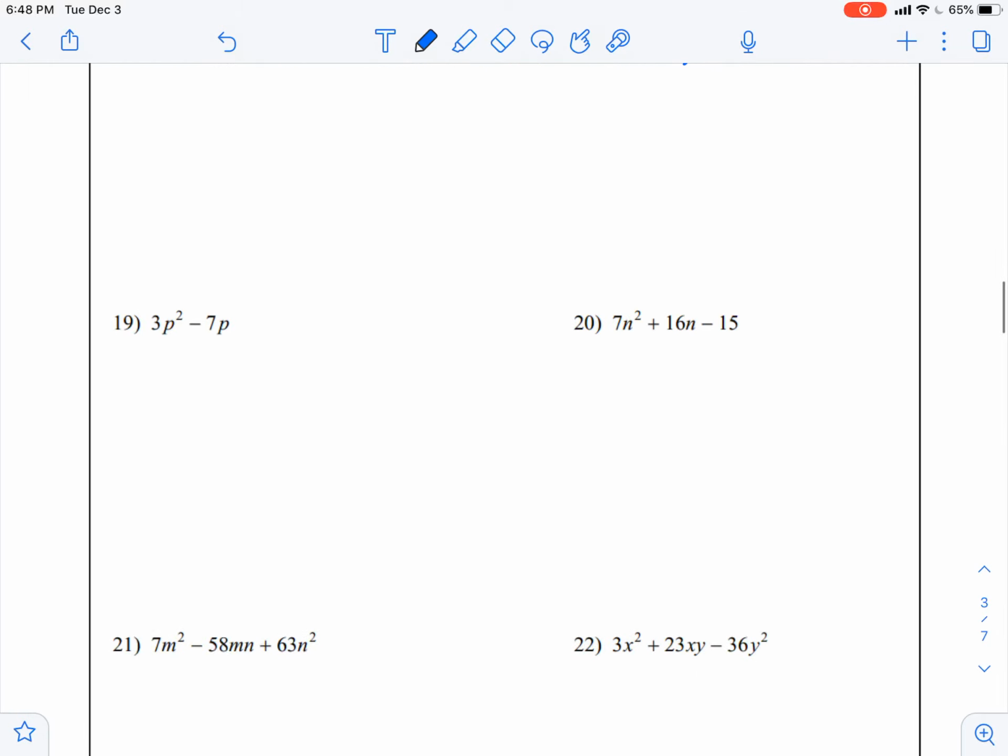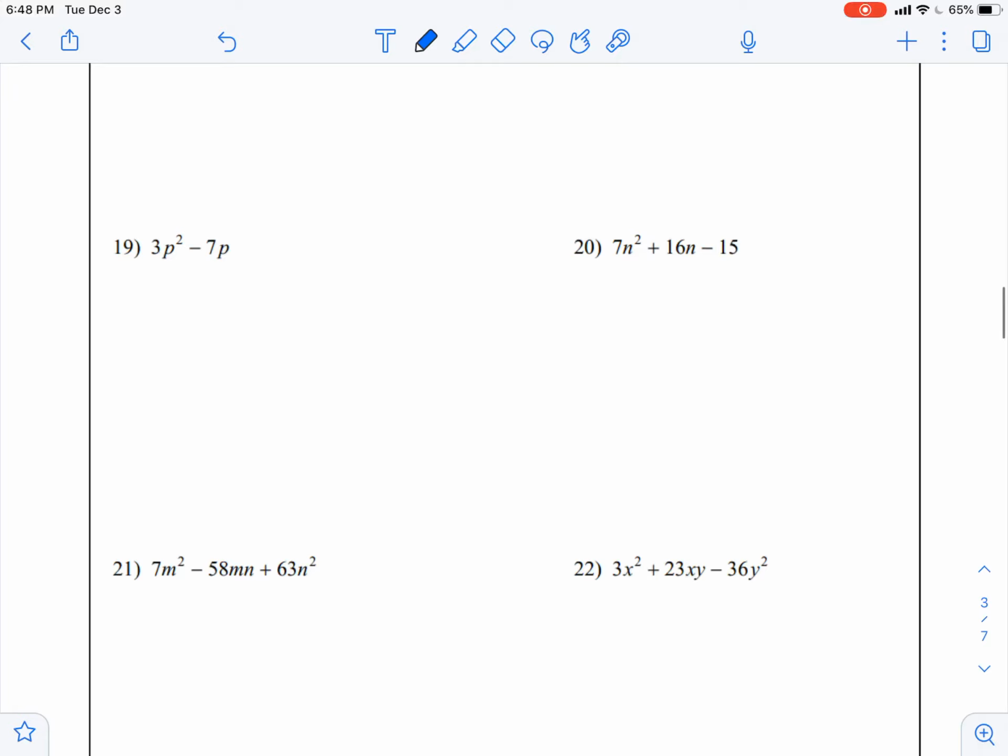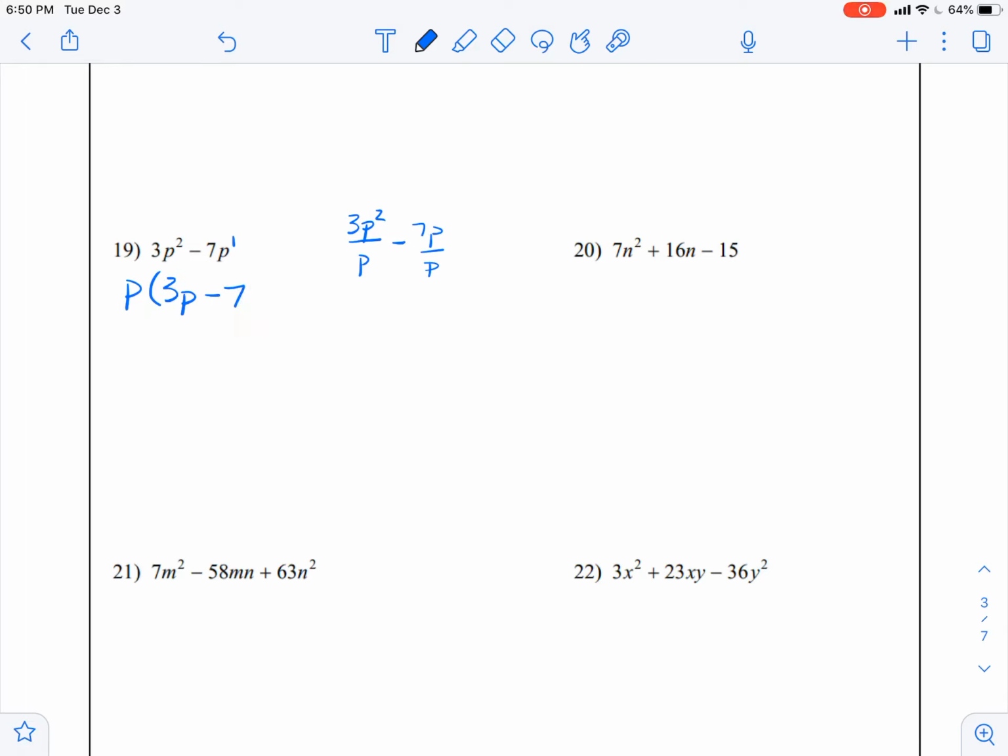Let's go ahead and look at number 19. So, will anything go into 3 and 7? No. P squared and p, and yes, I can just take out a p. So when I divide, I'm going to get 3p minus 7. This p is now to the first power, which means I cannot do any more factoring.